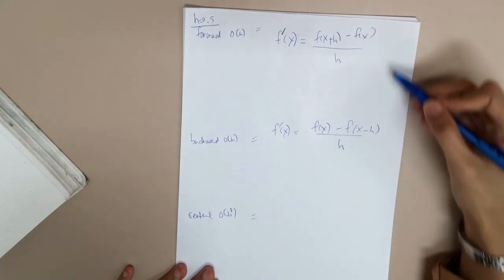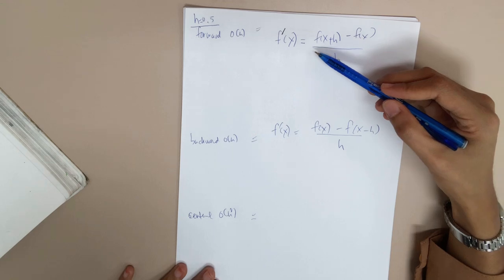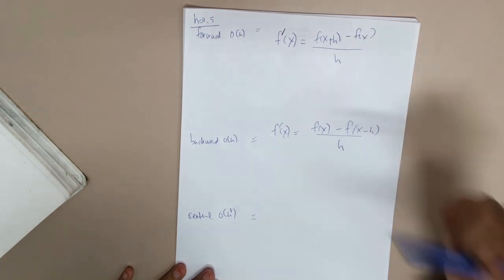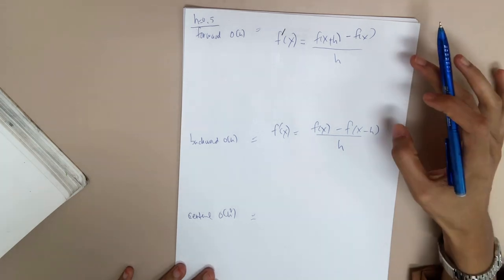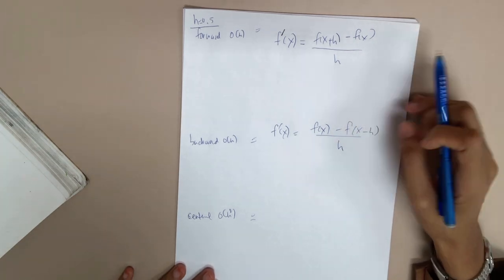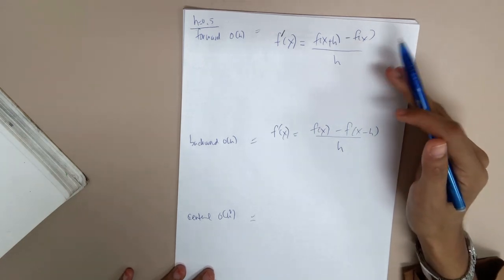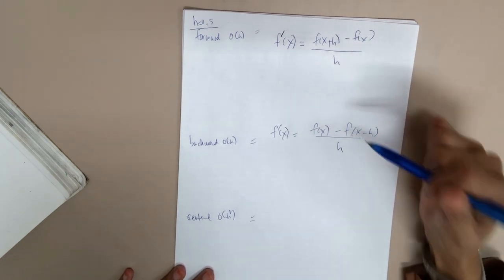Okay, can you spot the difference here? For forward, we start first with f(x plus h). But for backward it is f(x minus h) at the back. Okay, that means that is the difference between these two. So hopefully you can remember, you need to know which one is forward, which one is backward.